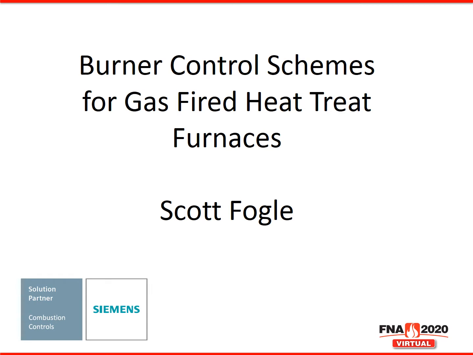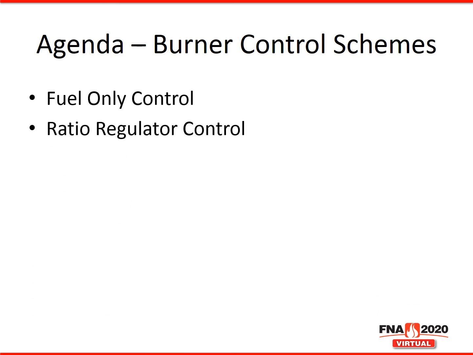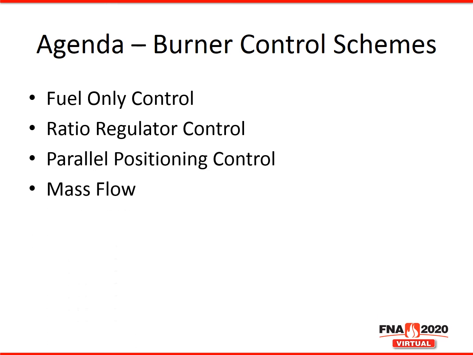Today, we're going to talk about burner controls for gas-fired heat treat furnaces. We're going to focus on the different methods to control the air and fuel to the burner. There are 5 different control methods that we will review. Fuel only, ratio regulator, parallel positioning, mass flow, and pulse firing.